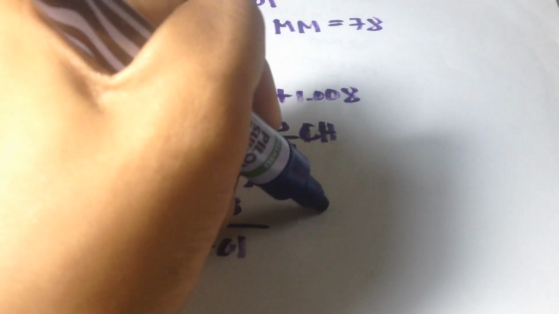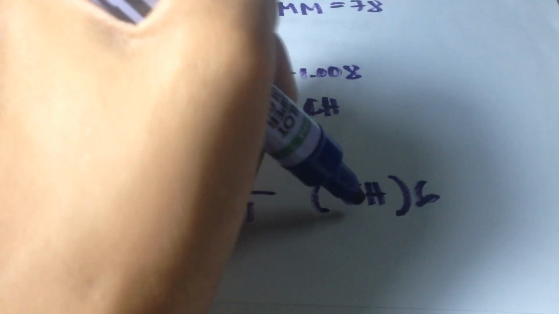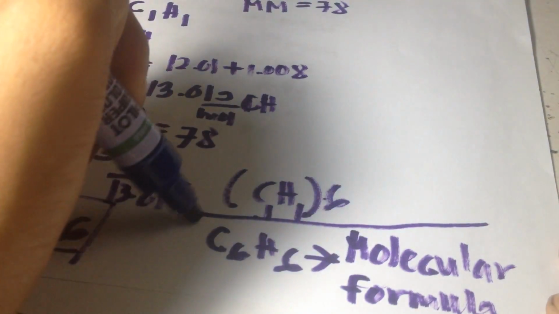So CH is multiplied by 6. So let's put a subscript. So 6 times 1 equals 6, and 6 times 1 again equals 6. So that is the molecular formula. Okay, that's it. The molecular formula is C6H6.